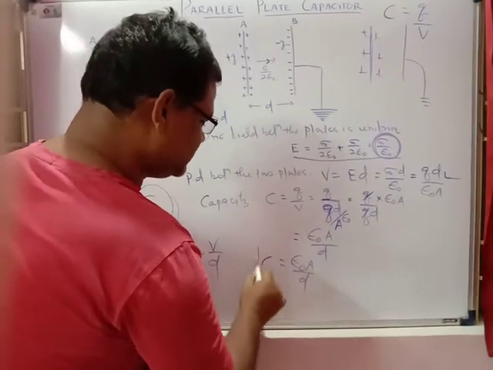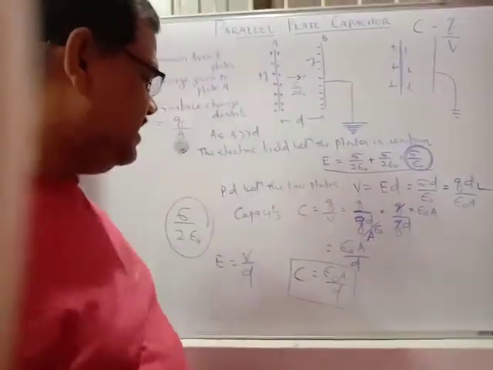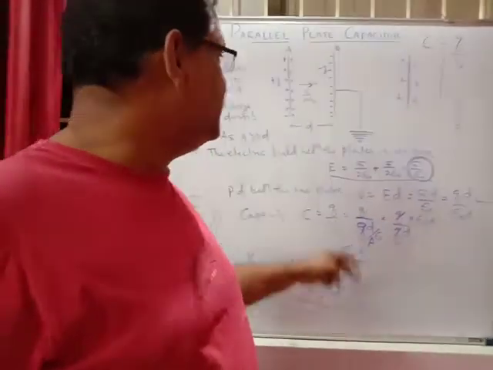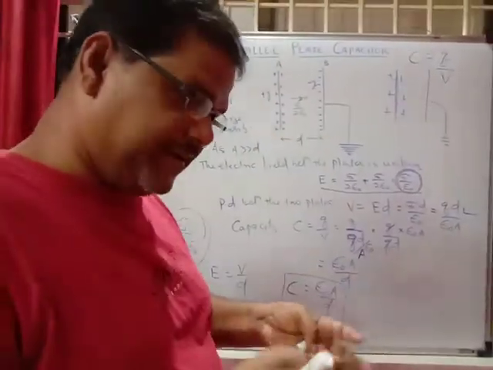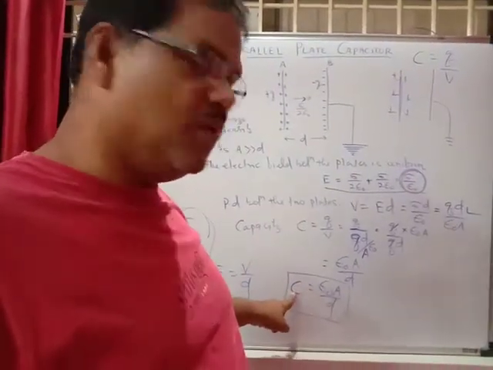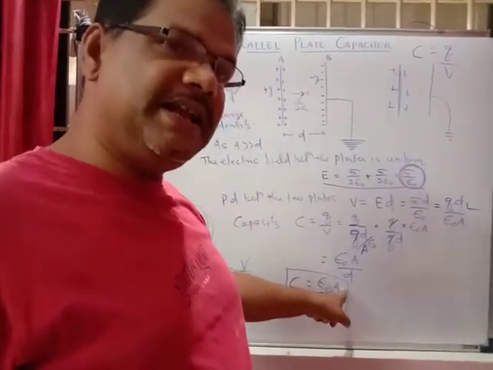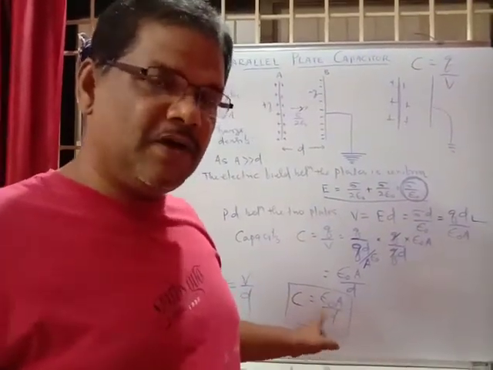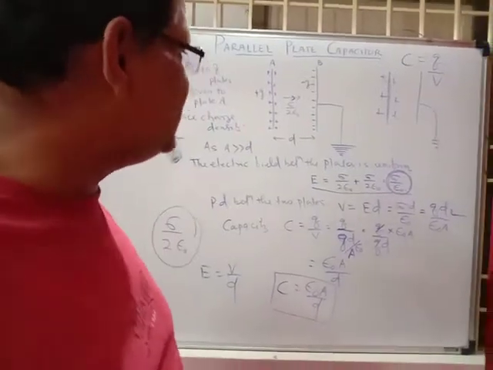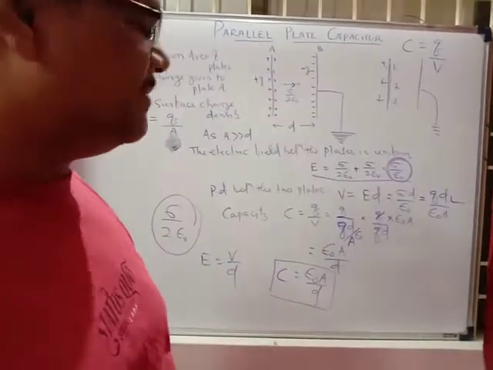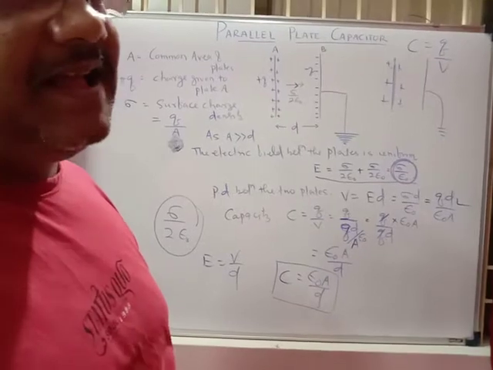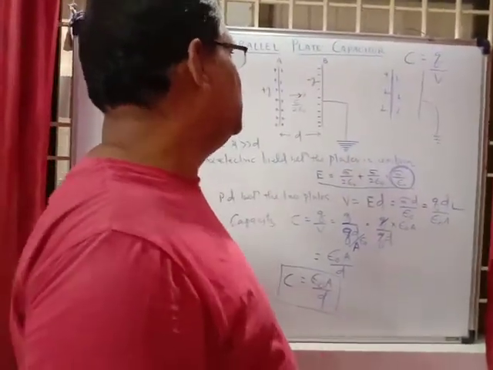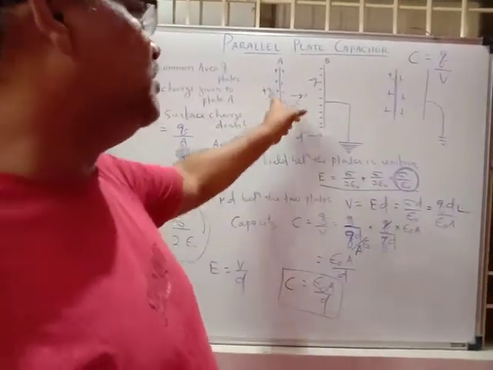So look at this expression. A is the surface area, the common area of the plate, and D is the separation between the plates. If the separation is very small, then the capacity will be more. If you increase the plate area, capacity increases. If you decrease the plate area, capacity decreases. So the capacitance of the parallel plate capacitor depends upon the plate area and the separation between the two plates.